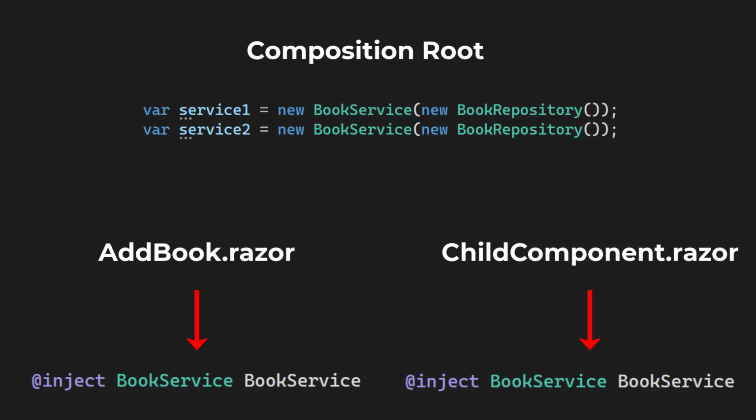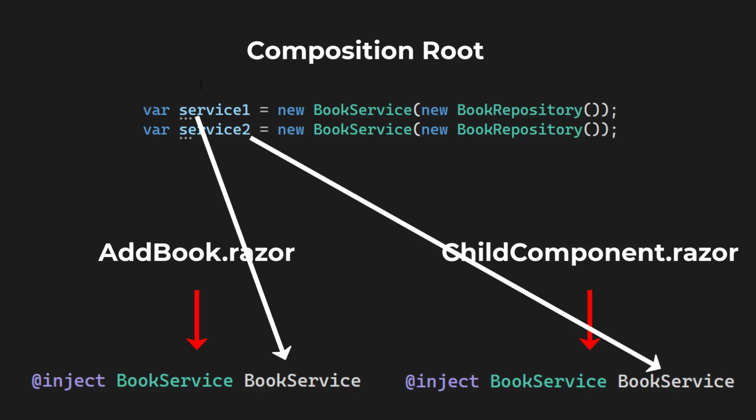Now at runtime, service1 can be injected into the BookService property of our AddBook component, while service2 can be injected into the BookService property of our ChildComponent. Since service1 and service2 refer to two separate instances, each of the AddBook and Child components will have its own unique instance of its dependencies.